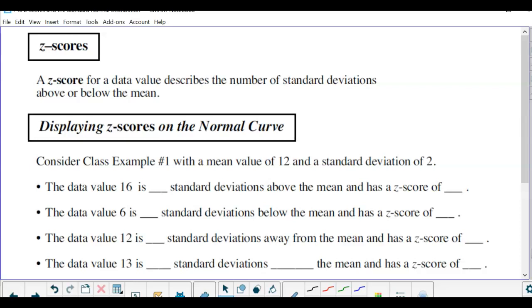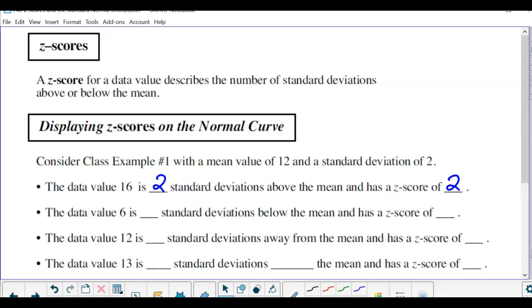Okay? So, consider class example 1 with a mean value of 12, so the number of hours per baby sleeping. Standard deviation of 2. So 16 is how many standard deviations above the mean? Well, that's 4 above the mean, which is 2 standard deviations. So the z-score is 2. So however many standard deviations tells you what the z-score is.